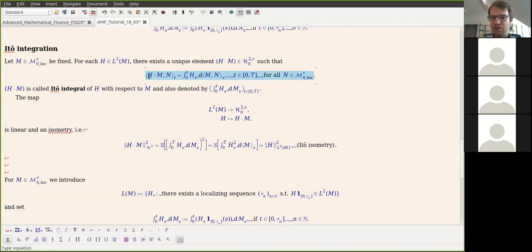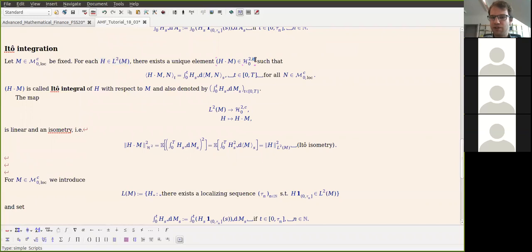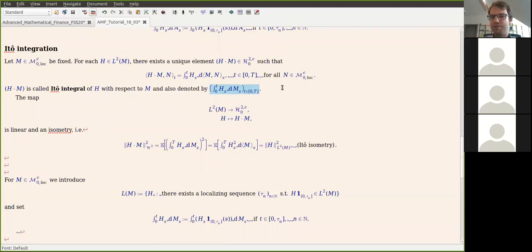So this means that there exists a unique object, which is uniformly in L2, continuous, and starts at 0, which has the property that the quadratic covariation of this element with any other local martingale N is equal to the integral of H with respect to the covariation process of M and N. Right, and this is what we call the E2 integral and how we constructed it. And the usual writing is the integral form here.